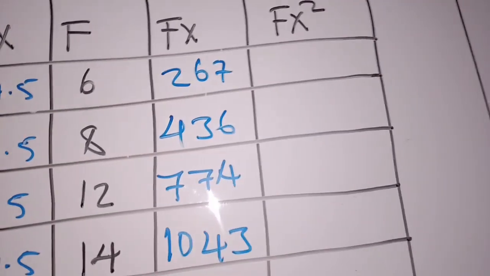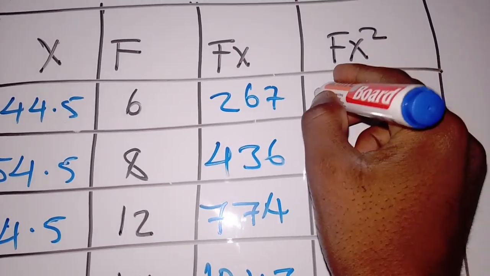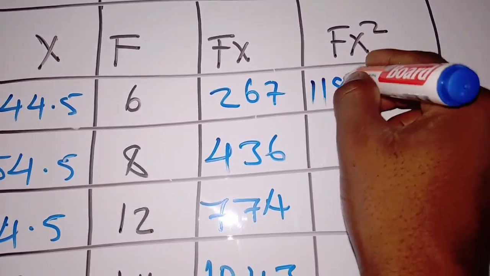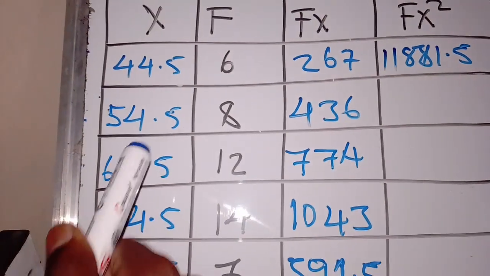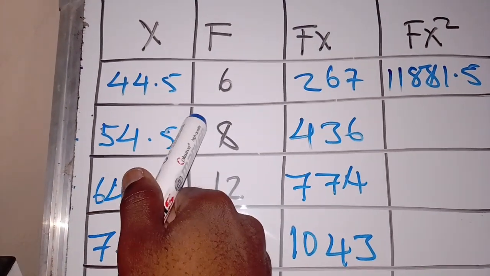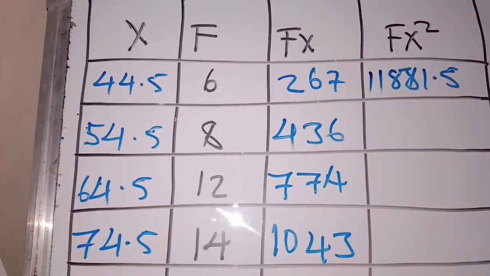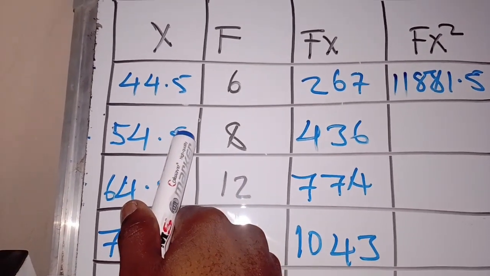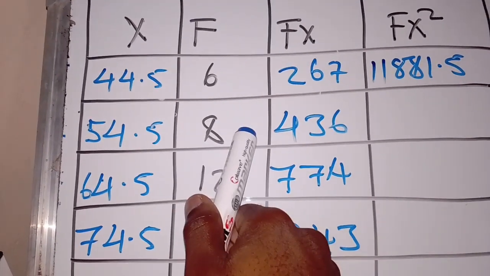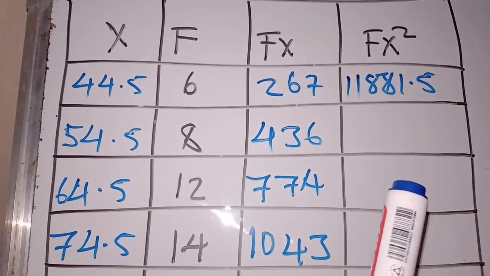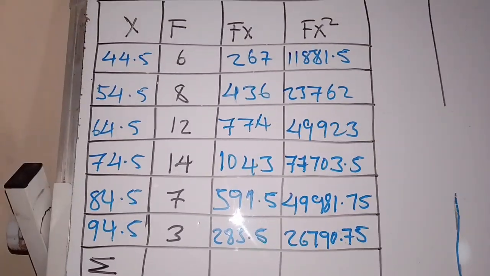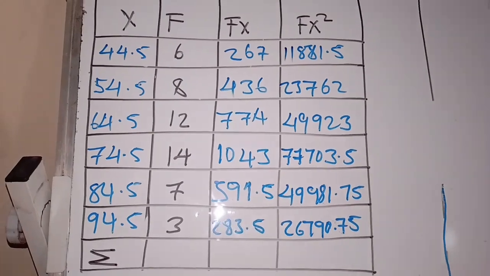11881.5. Okay, also 54.5 squared times 8, or 54.5 times 54.5 times 8. Okay, the answer you put there. Okay, let's finish up this. Okay, so that's what we are having.